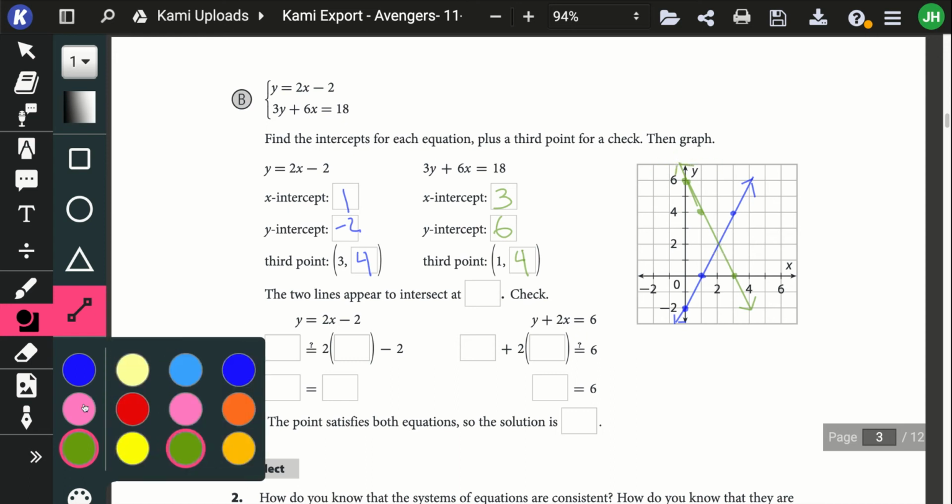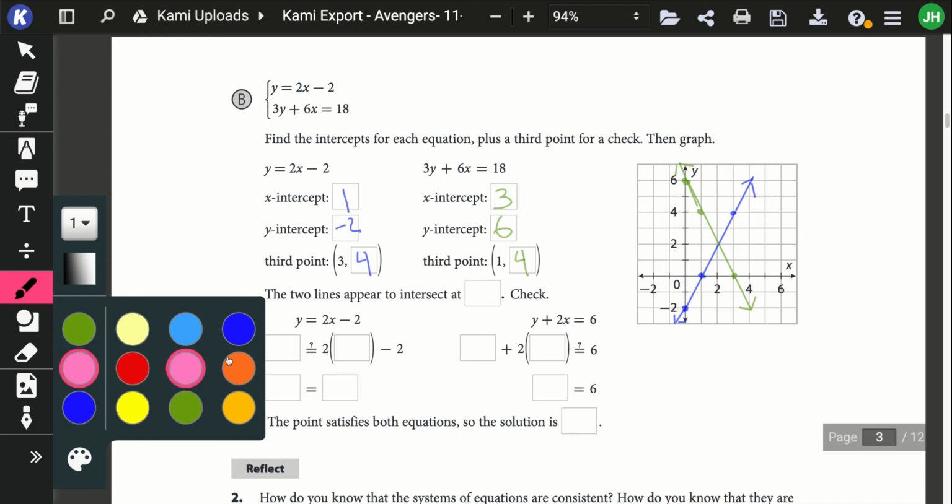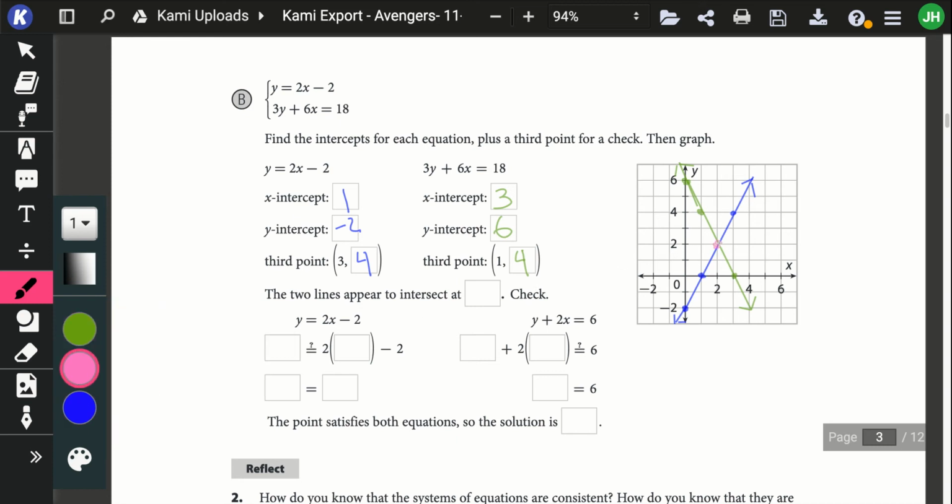Where do they intersect? Right here. What's that solution? 2, 2. So let's try it. Does 2 equal 2 times 2 minus 2? 2 times 2 is 4, minus 2 is 2. 2 equals 2. That checks. How about here? 2 plus 2 times 2. 2 times 2 is 4, plus 2 is 6. 6 equals 6. The solution is 2, 2.